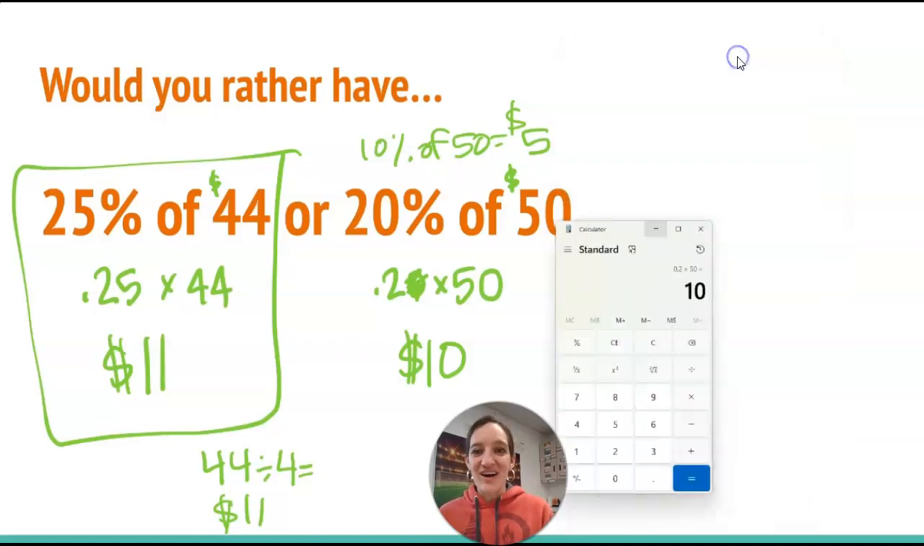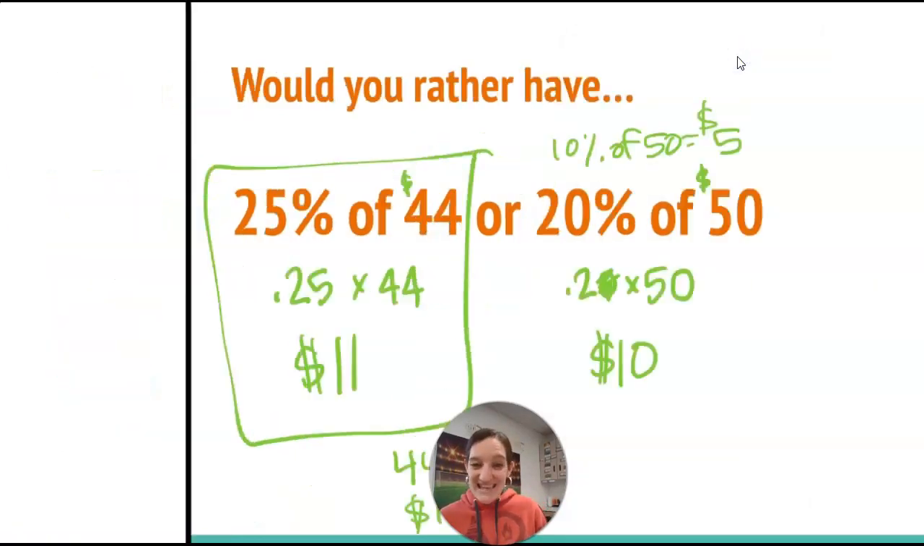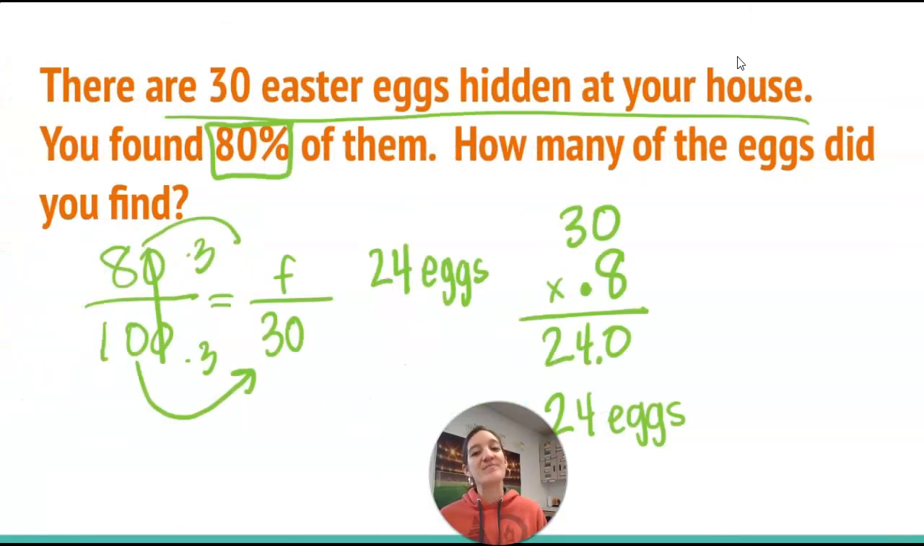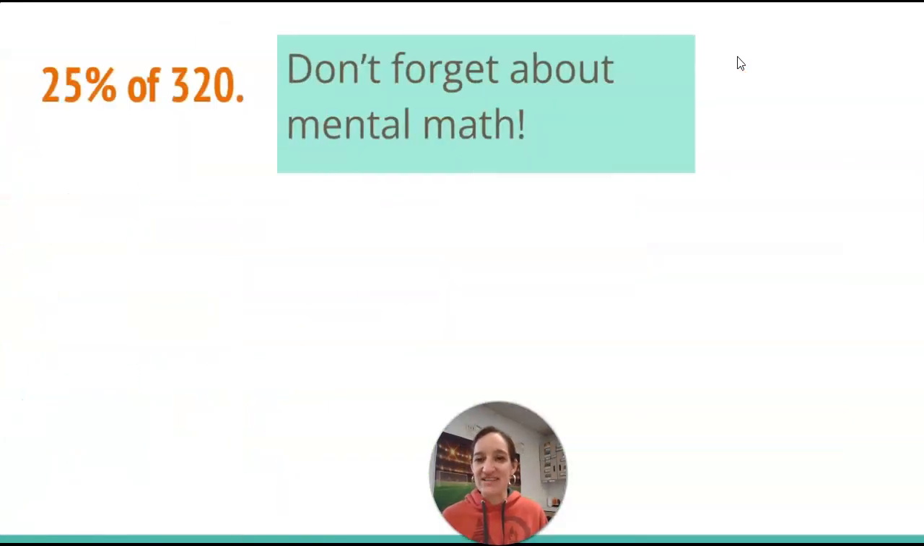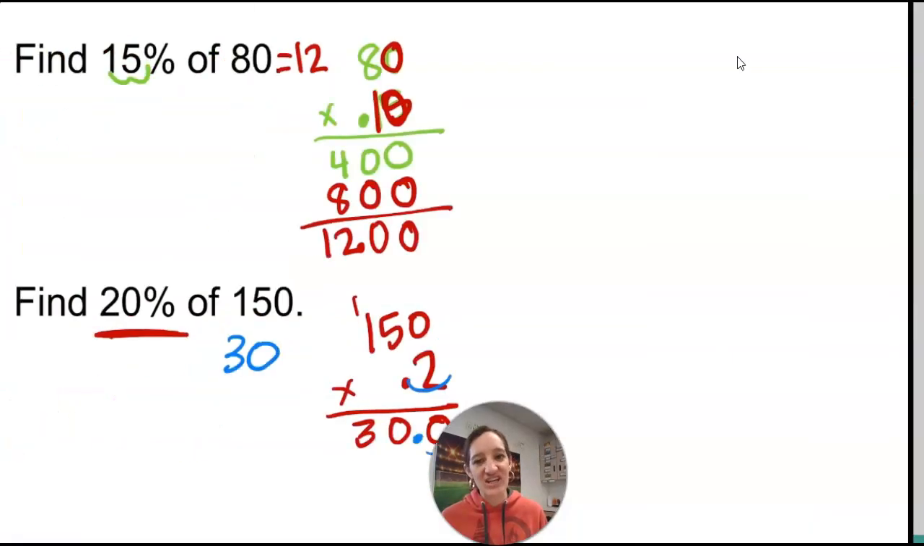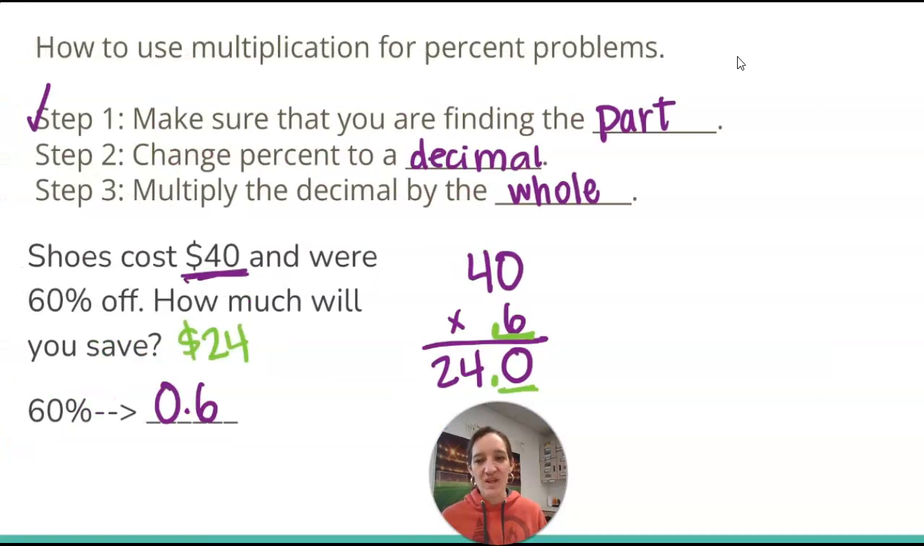All right, that was a lot of information. The biggest thing I want you to work on today is finding these percents of a number by changing it into a multiplication problem. So if you just go through these steps today and practice multiplying, then that will be awesome. You will be ready for the mastery check. Good luck, friends. See you next video.